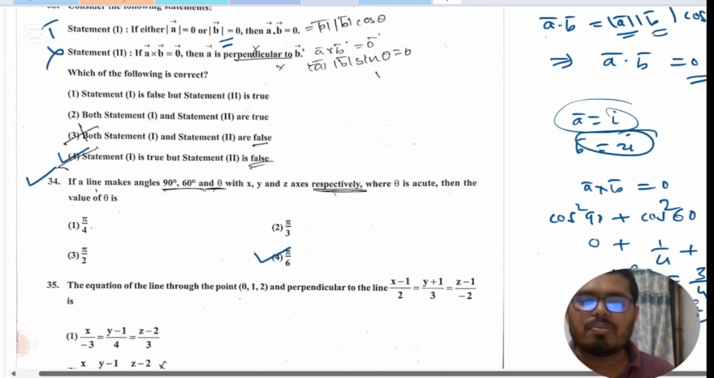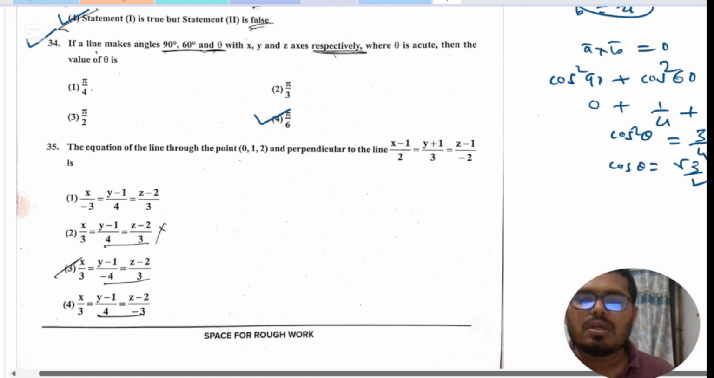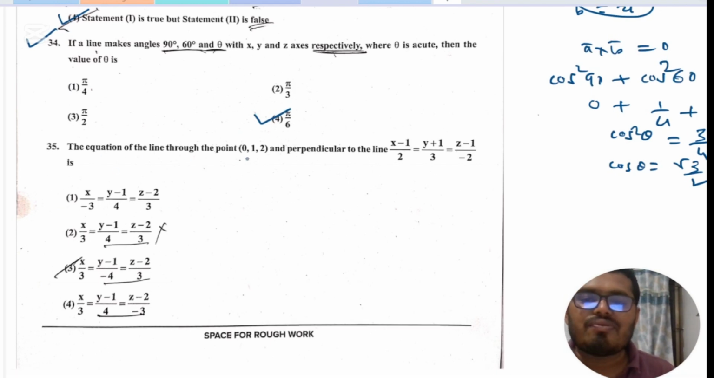Next, question number 35. The equation of line passing through the point 0, 1, 2 and perpendicular to the line x minus 1 by 2, y plus 1 by 3, z minus 1 divided by 2 is, okay, there are lines perpendicular to this line and passing through 0, 1, 2. Or if you observe here, all the lines are passing through 0, 1, 2. But which one is the perpendicular?